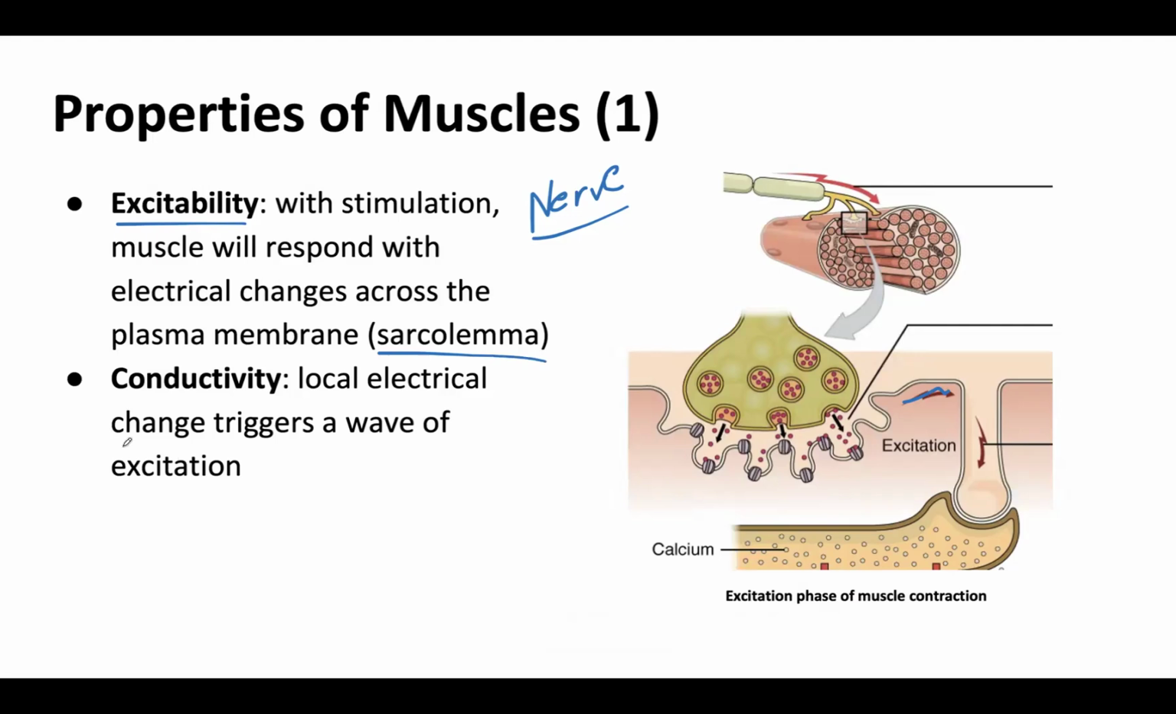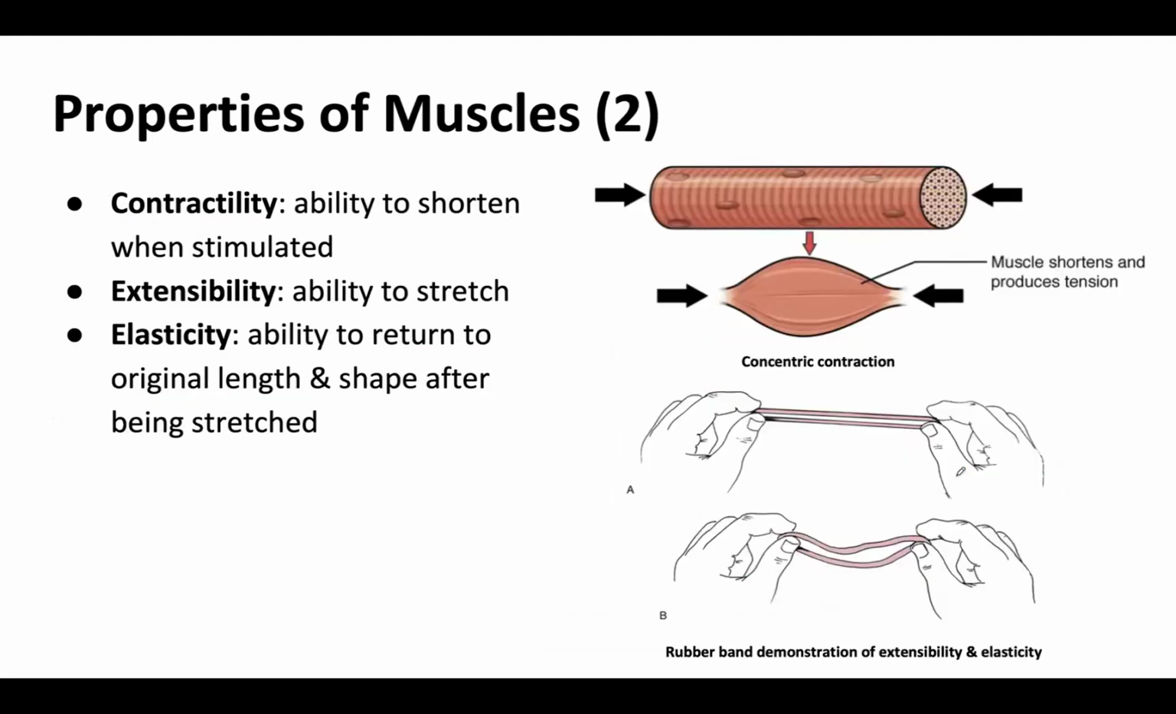This leads into another property, which is conductivity. When a muscle cell is stimulated through those events we just discussed, it produces more than just a local effect, meaning rather than just a little local electrical change that stays put, it will trigger a wave of excitation that can travel rapidly along a cell. It can even travel into the depths of the cell. And this process will lead to contraction, which leads into our next property, contractility.